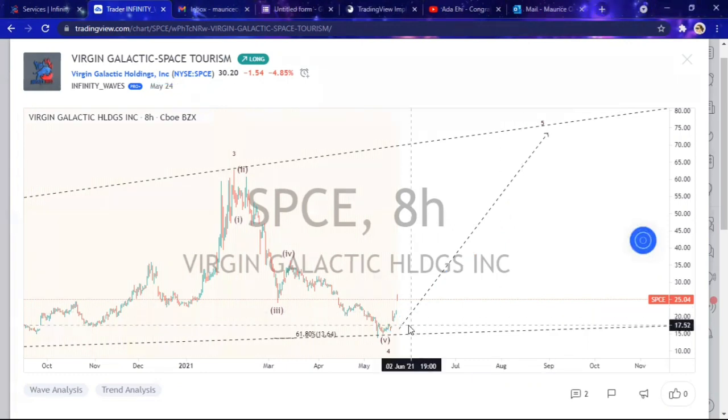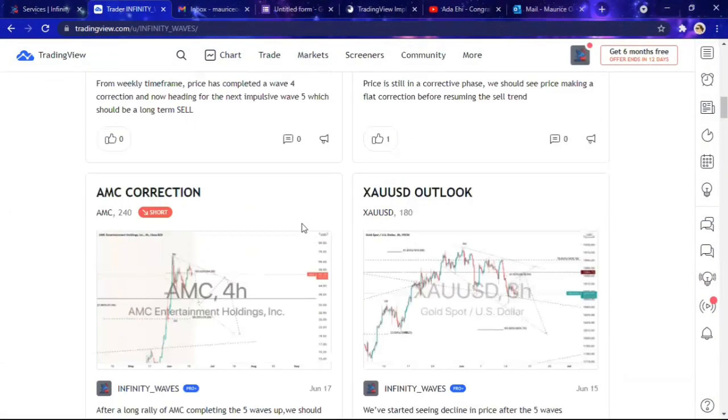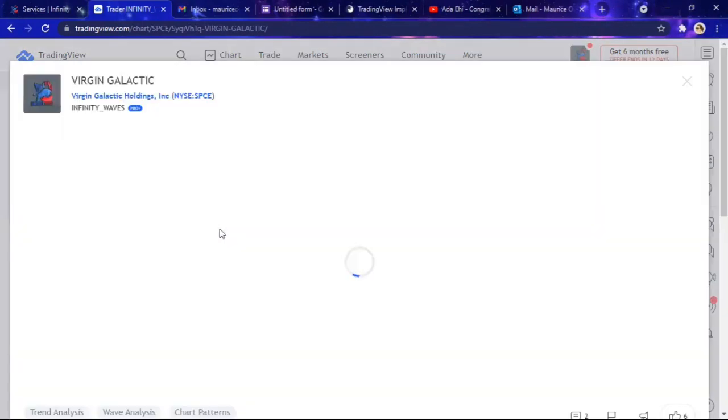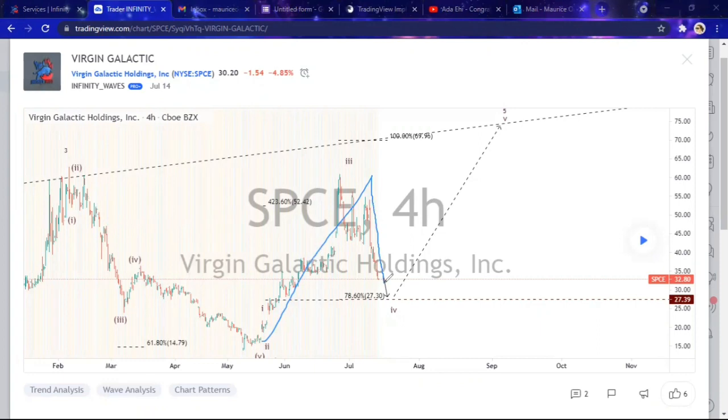And it clearly moved up here to this level, and now it's correcting down a bit for the next move up. So our current analysis for Virgin Galactic was posted here in our TradingView profile. We are waiting for this move to happen. So this move went up all the way to here, and now it's coming down. So we're waiting for it around these regions here for the next move up.